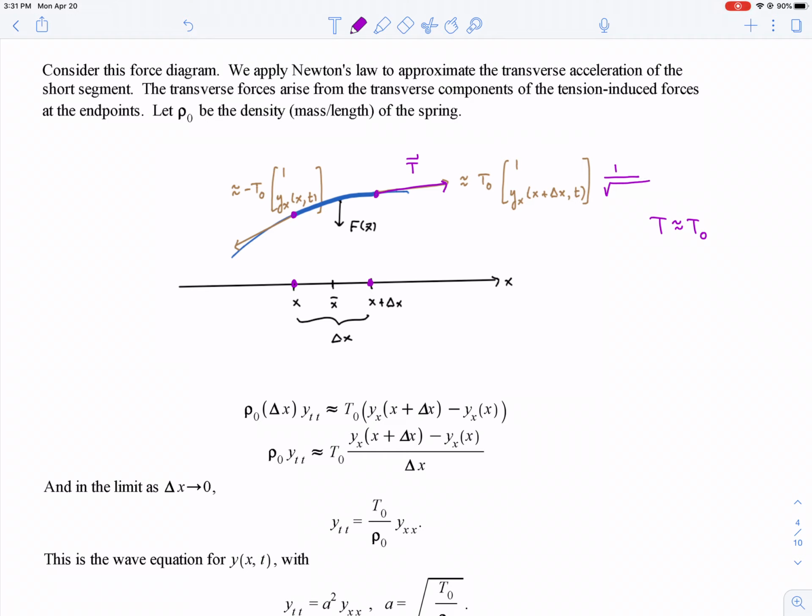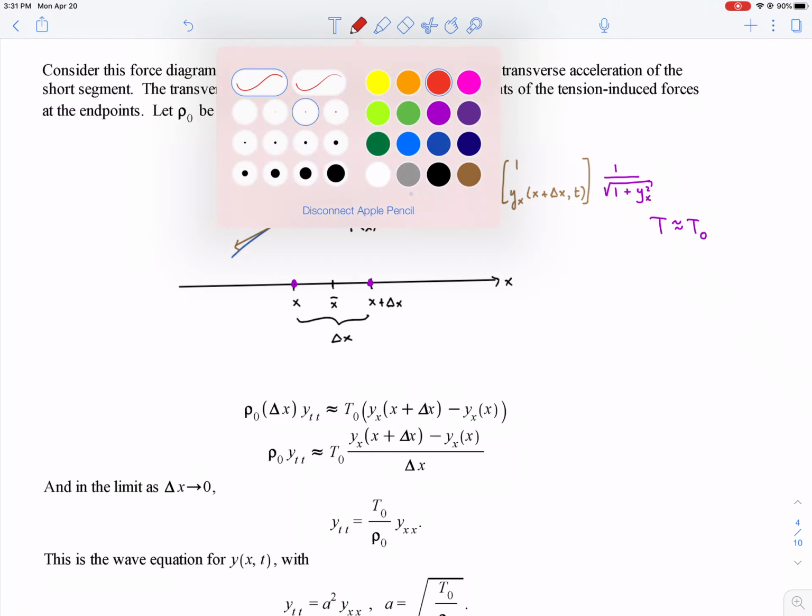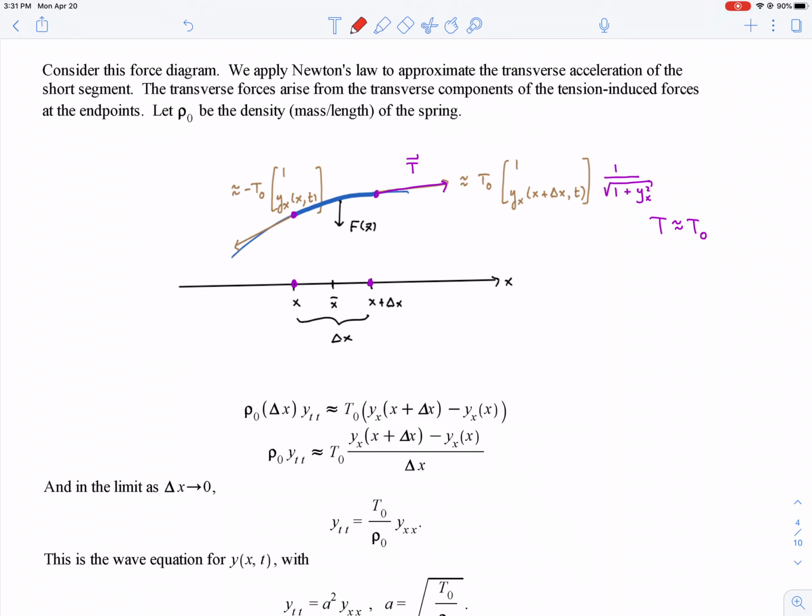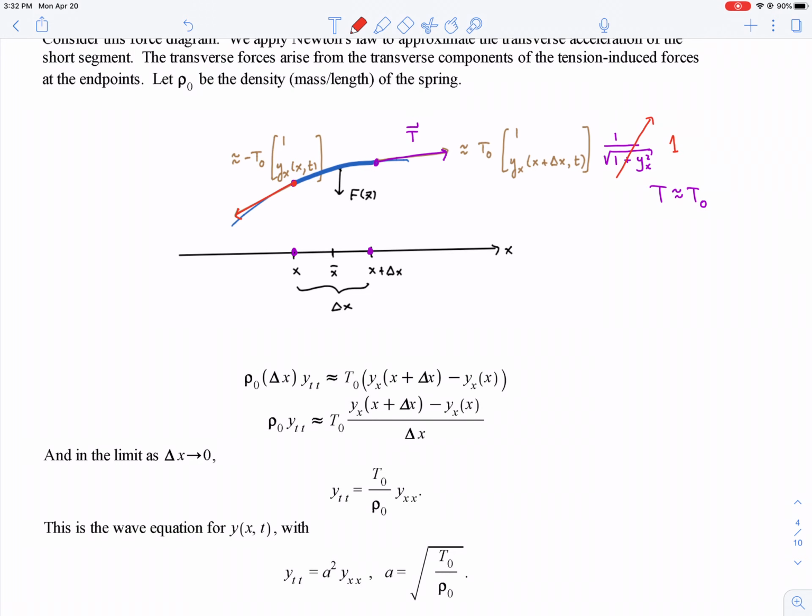So we would divide by the square root of 1 plus y sub x squared at that point. But as we were assuming that y and y sub x were small, we can just neglect the quadratic term y sub x squared. And it's the same on the left, except the tension is pulling in the negative direction with magnitude T naught. Okay, and we're assuming this string is oscillating transversely. If you look at it, the horizontal forces balance out, so that's consistent with no sideways motion, at least to linearization accuracy. So here is Newton's law.